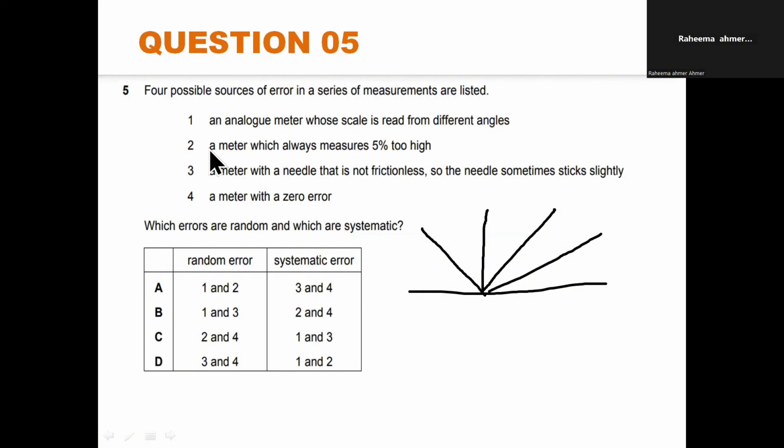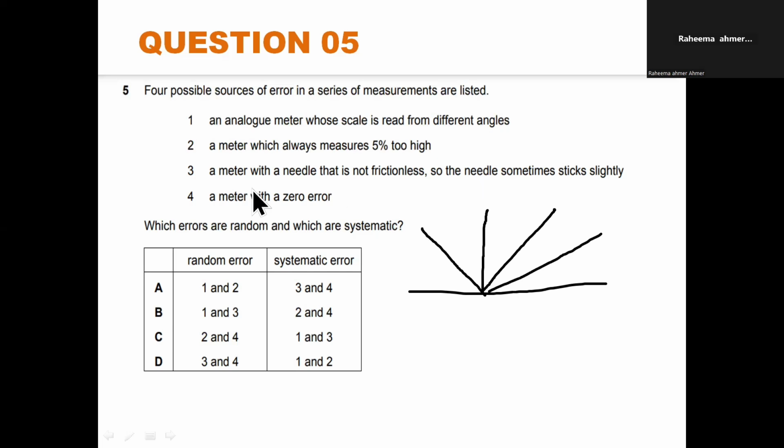Now let's look at the next one. An ammeter which always measures 5% too high. It says always, meaning the value you measure would always be more than the true value, and it would be constant, 5% more than the true value. So this would give you systematic error, because the difference between the measured value and the true value is constant, and it would always be above or below the true value. In this case, it would always be above the true value.